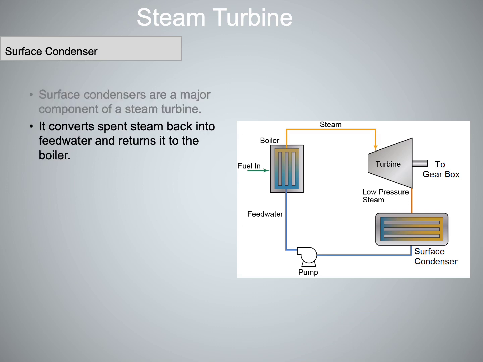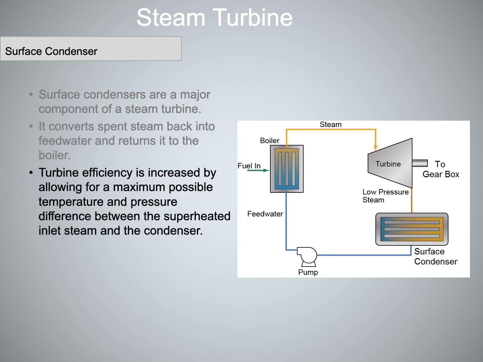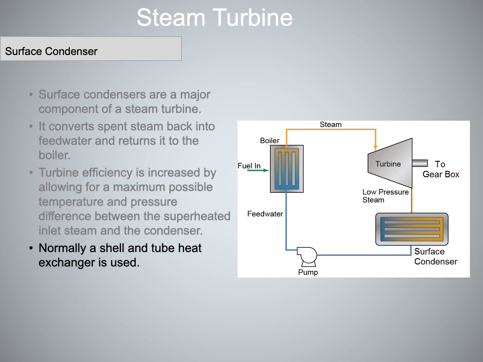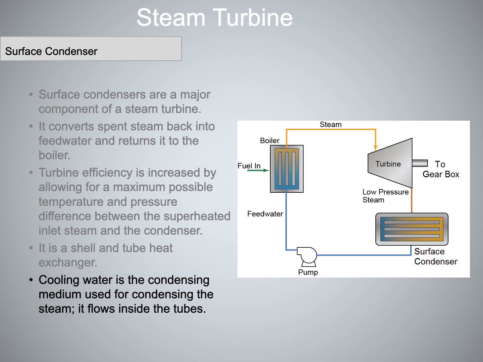It converts spent steam back into feedwater and returns it to the boiler. Turbine efficiency is increased by allowing for a maximum possible temperature and pressure difference between the superheated inlet steam and the condenser. Normally a shell and tube heat exchanger is used. Cooling water is the condensing medium used for condensing the steam. It flows inside the tubes.